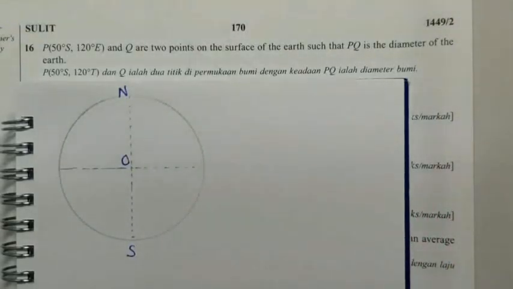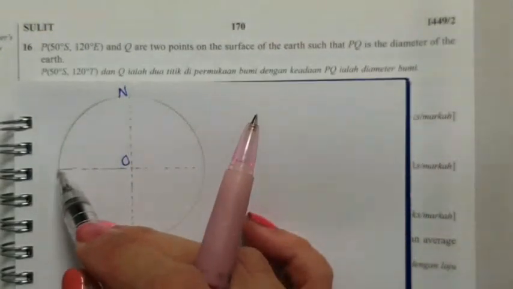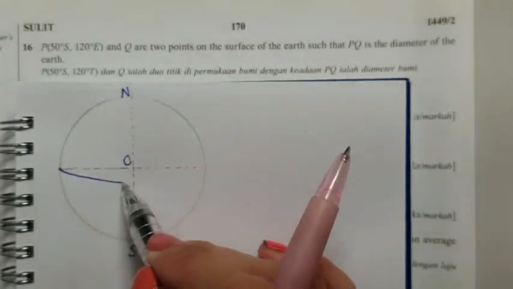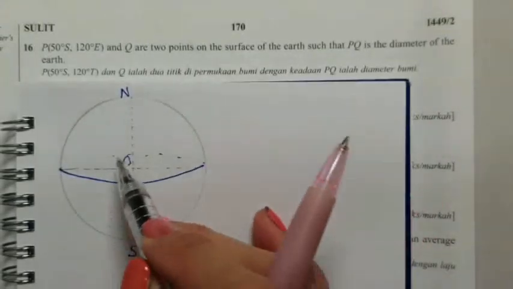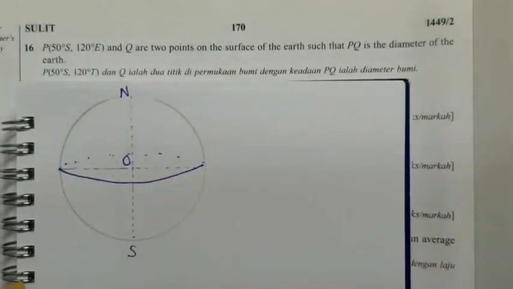Now let's make it more 3D by joining these two ends with a curvy line. Then it will automatically become 3D.